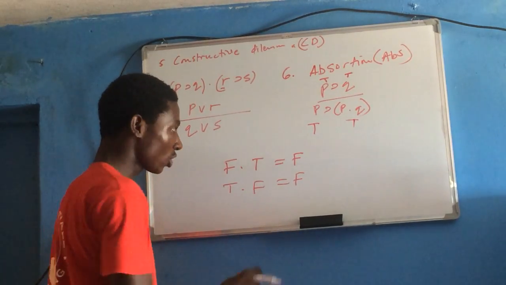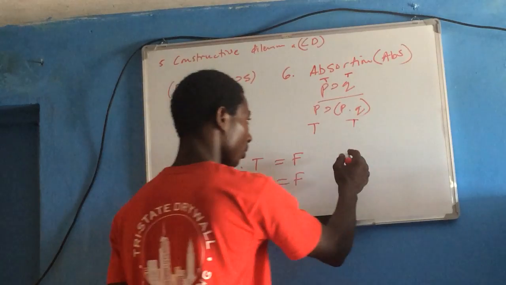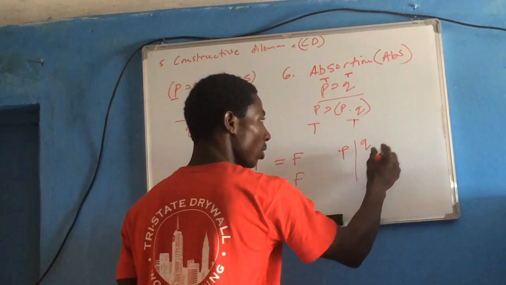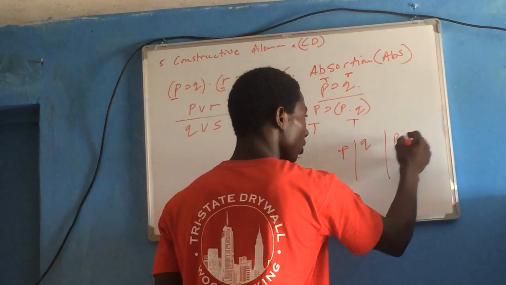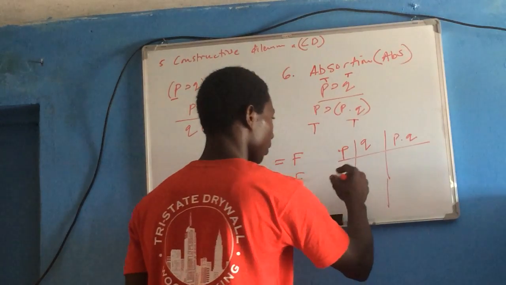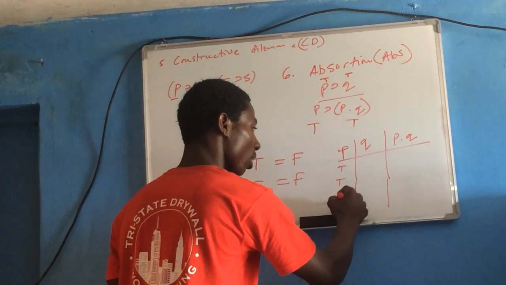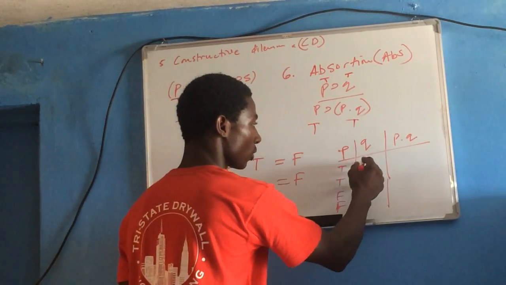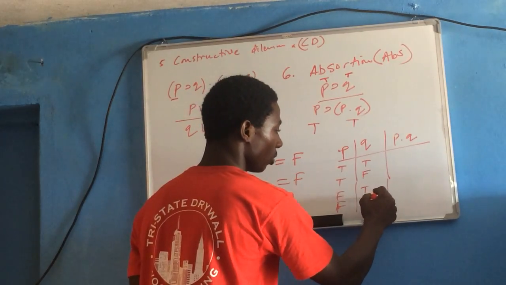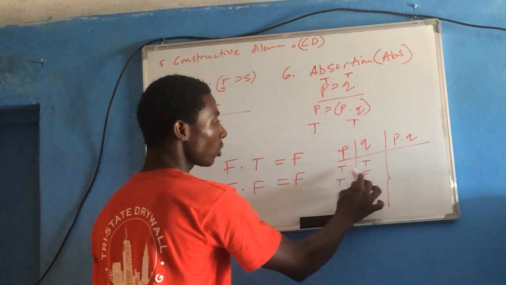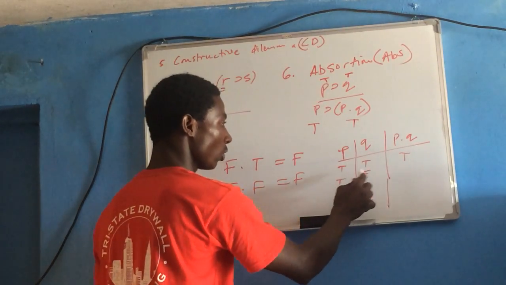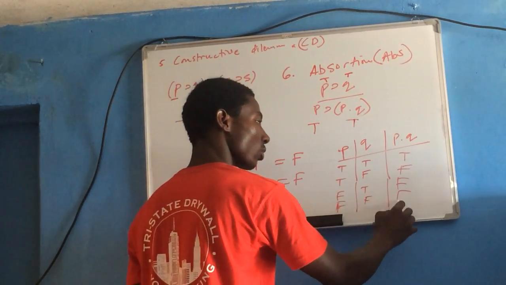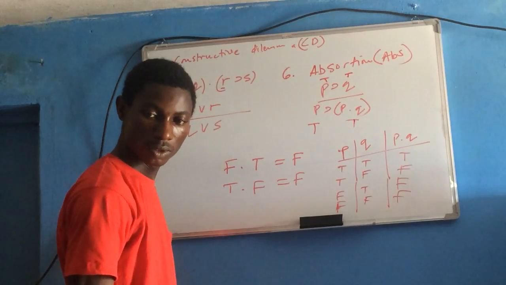Well, don't forget the truth table for dot. We have P, we have Q, and we have P and Q. Now how many lines do we have? Four lines. True, true; true, false; false, true; false, false. Now, true and true is always true. True, false is false. False, true is false. And false, false is false.